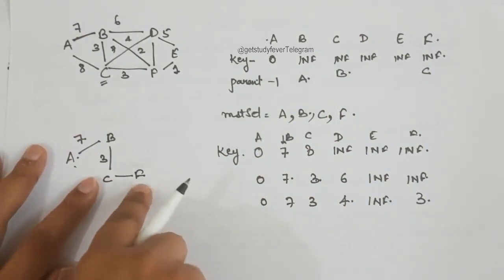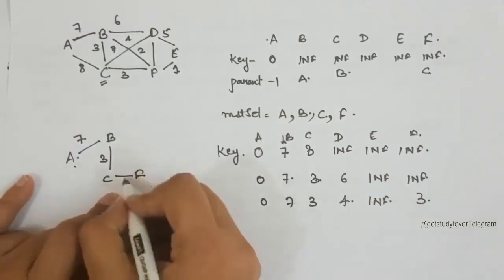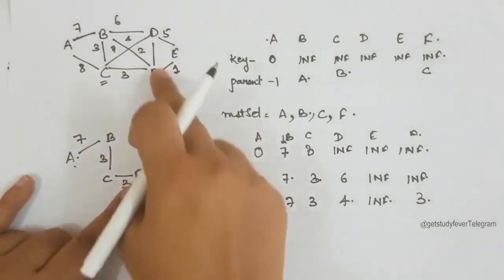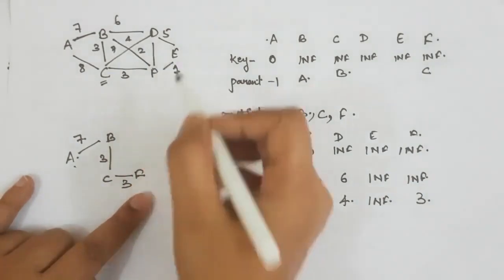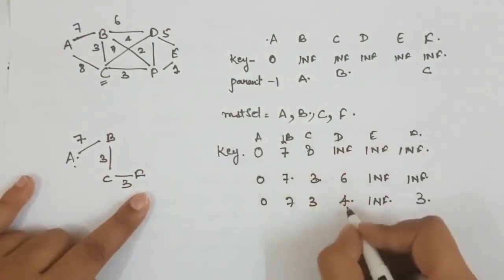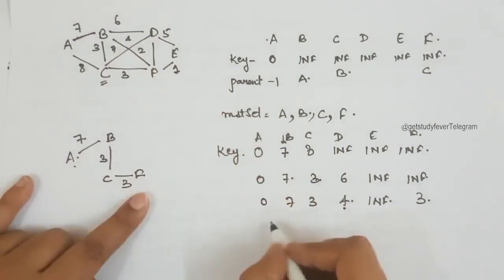Now I will look for the neighbors of F. The neighbors of F are D and E. As you can see, F to D is 2 and F to E is 1. I can see that the key of D here is 4. So since 2 is less than 4, I will update this.